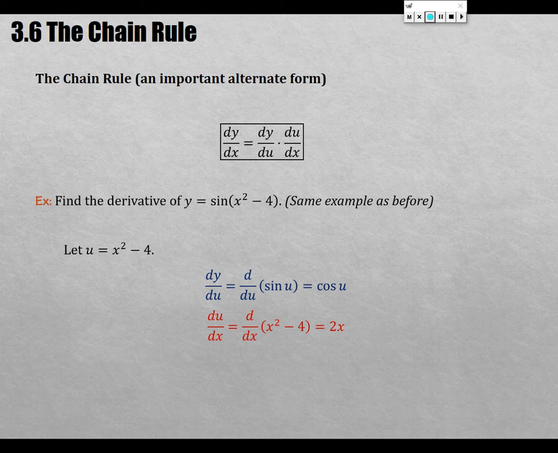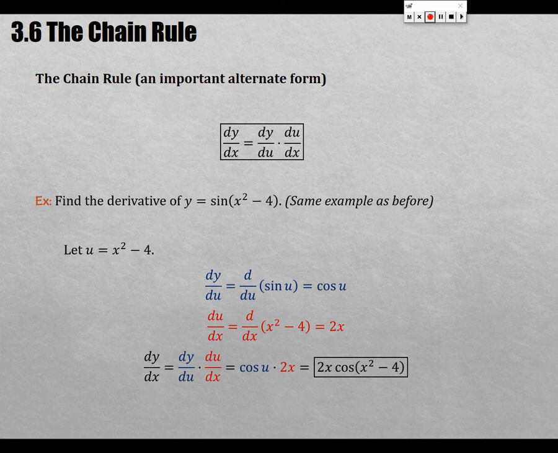All right, we're ready. We have the elements we need. What's dy dx? Well, we told you a second ago that this is, in fact, the chain rule. dy du, cosine u is what that is, times du dx, which is 2x. And that's the derivative. Except you might want to say, again, what u is. It's x squared minus 4. Do you see why this is equivalent?